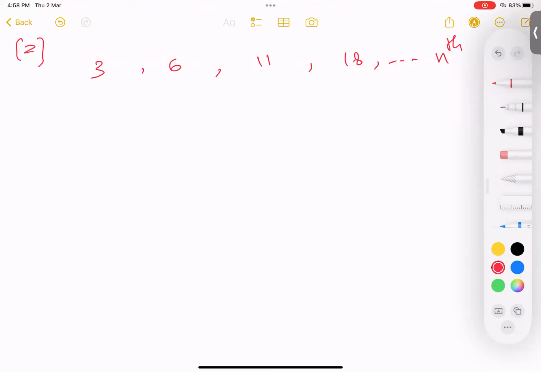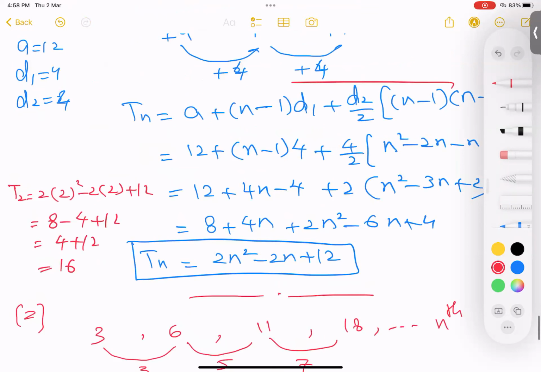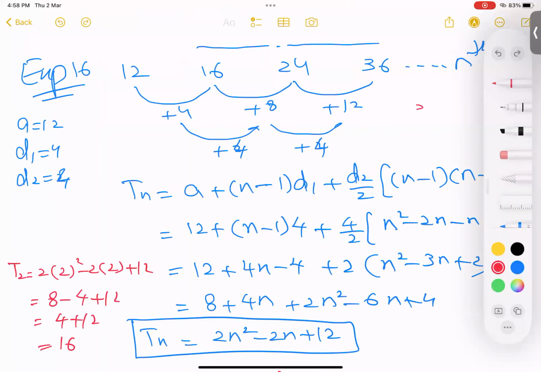First of all, you can see that this is a short way. If this question comes for 2 marks, first of all, I check it here. What is the gap here? 3. What is the gap here? 5. What is the gap here? 7. What is the gap here? 2. What is the gap here? 2. I can apply that long formula I discussed with you, this one. But if this question comes for 3 marks, then this method is the best way.